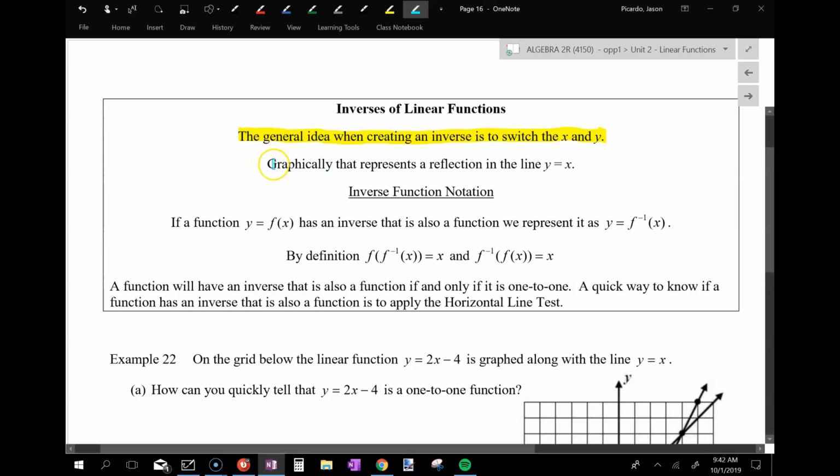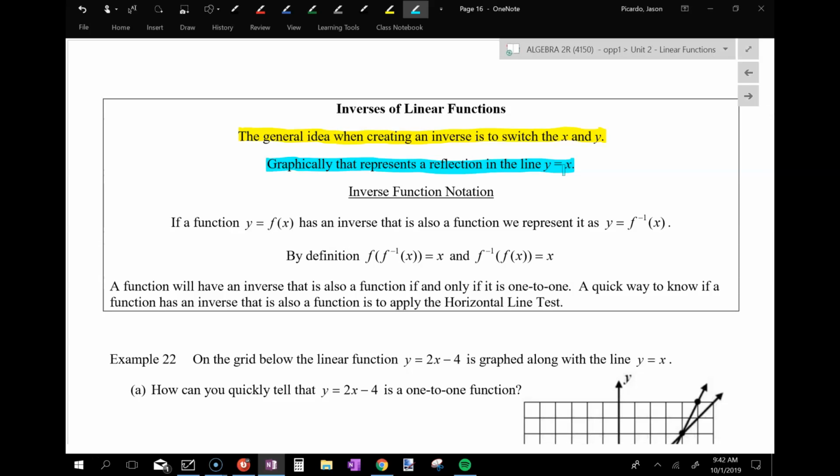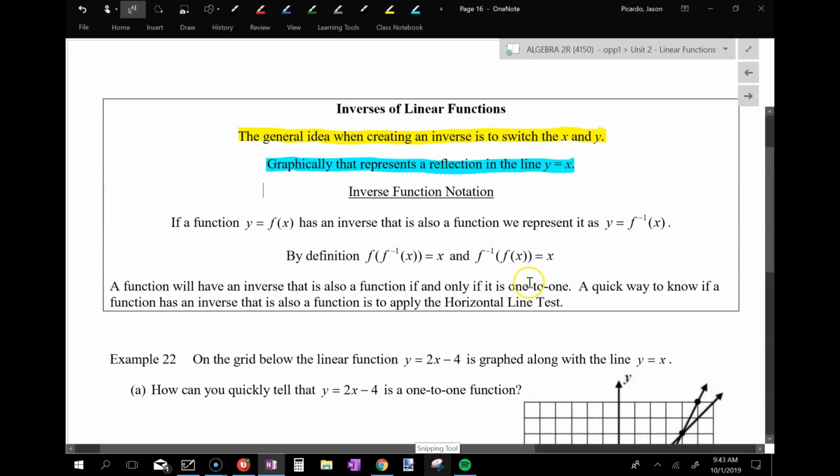Then I want you to also highlight that. Graphically, an inverse is a reflection in the line y equals x. Then I got a whole bunch of stuff down here. I'm going to come back to that. So hold on to this thought. We're coming back.